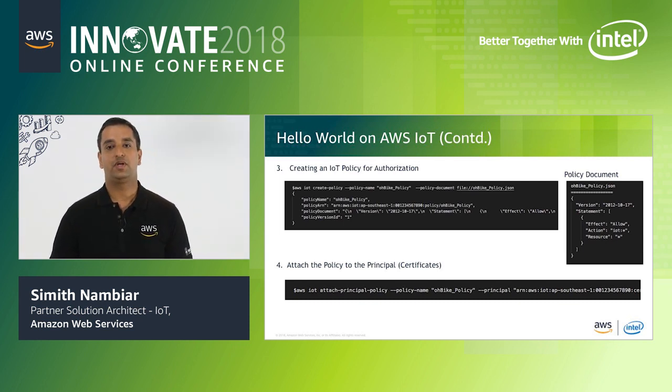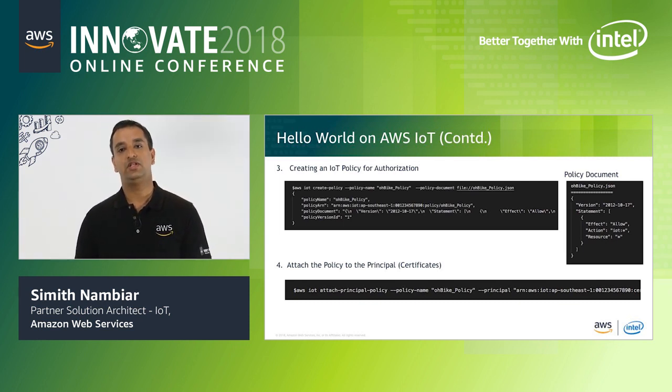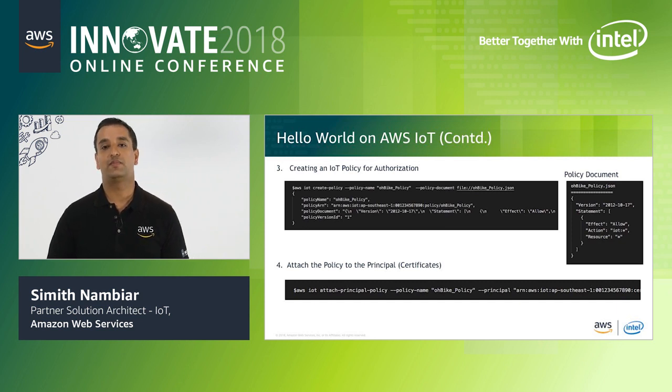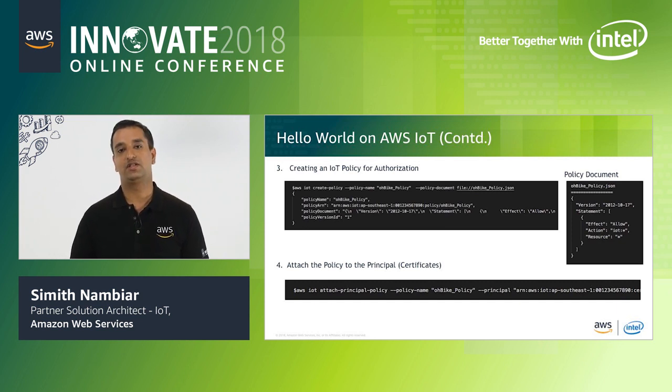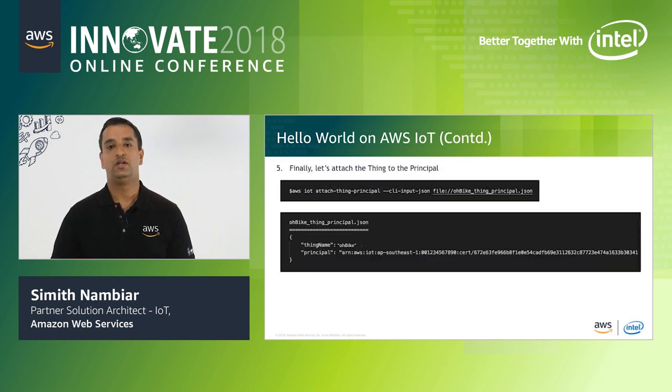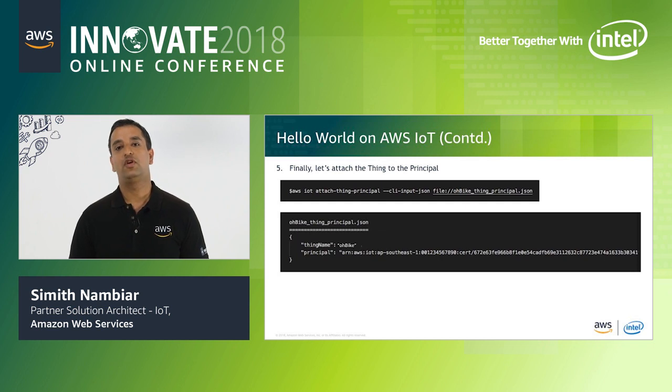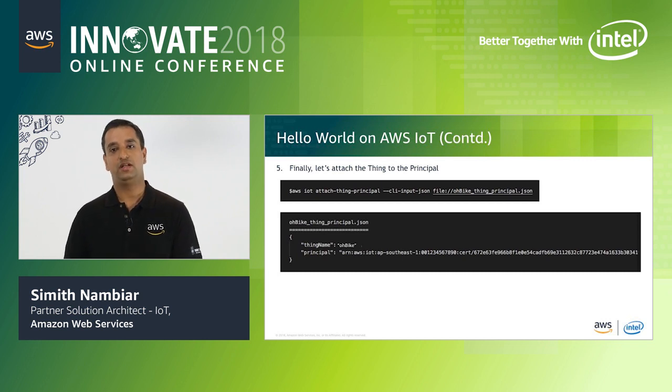The final step is to attach the thing to the principal, although this step is not mandatory and has no effect on the authorization flow, but can help you keep track of what principal or certificate is attached to a particular thing. On the AWS console, you should now be able to see the following relations we have set up via the AWS CLI. That is, how a principal or certificate is linked to the thing and a policy.